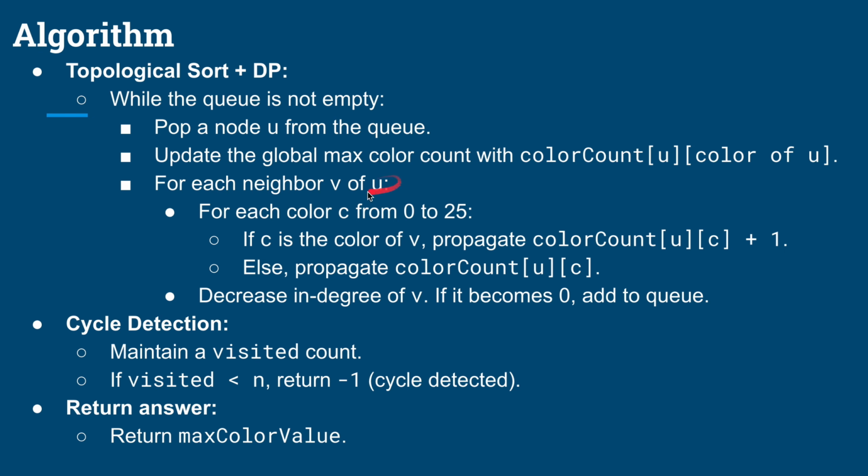For each node, you will get it from the adjacency list, you will traverse all the neighbors v of u, and keep track of all the colors from 0 to 25. If c is the color of v, propagate and update its frequency. Else we propagate the count from u to v, and then decrease the in-degree of v. If it becomes 0, we add it to the queue. Finally, we'll detect the cycle, maintaining a visited count. If visited is less than n, we'll return -1 for the cycle, and finally we'll return the max color count, right? I hope you understand, right? So this is the thing that we are going to do in the approach algorithm.